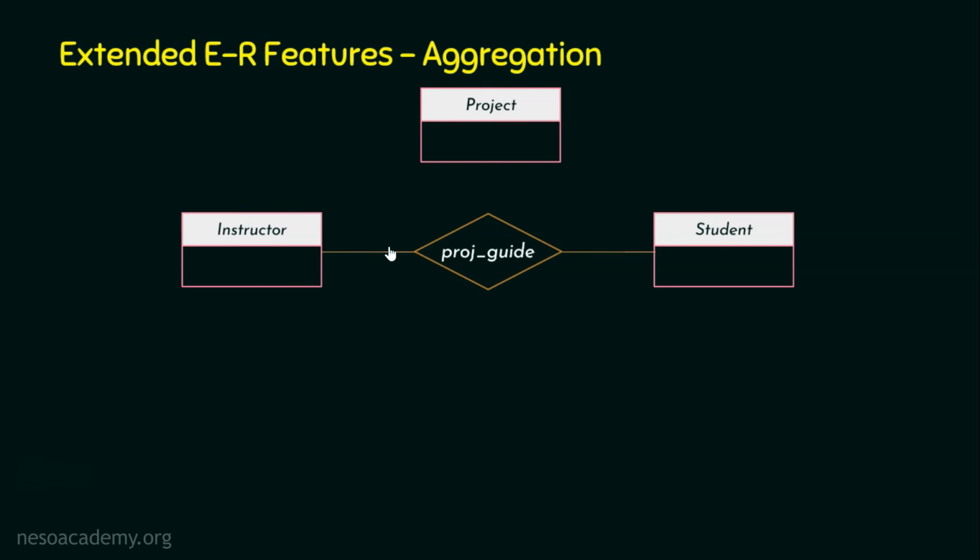However, this instructor is going to guide the student, or this student is going to be under the guidance of this instructor in order to do the project. Now, the relationship is a ternary relationship. Can you see here? This is a ternary relationship. This is a situation where we have three entities, right?